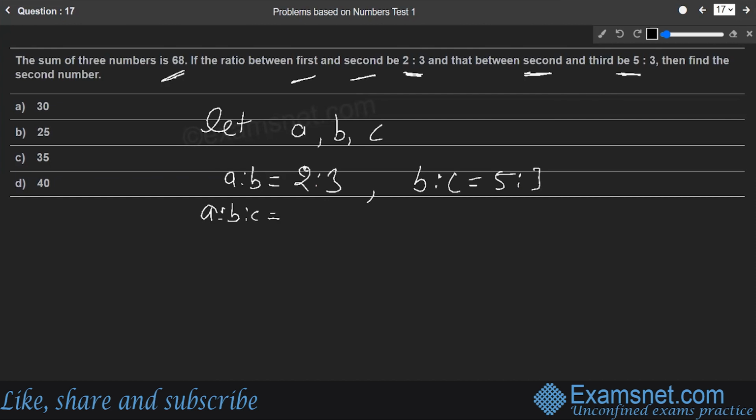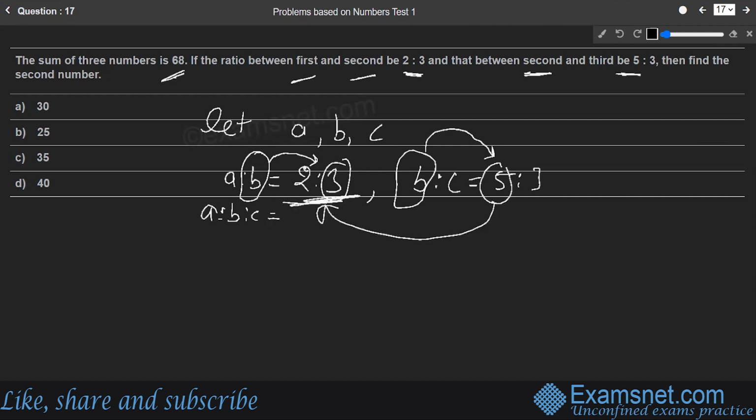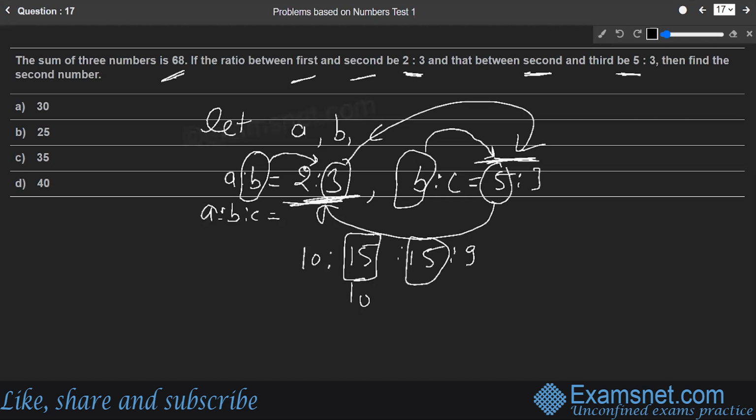See, the letter b is common in both the ratios. The number corresponding to the letter b in the first ratio is 3, and the number corresponding to letter b in the second ratio is 5. So what we do is we multiply the a is to b ratio by 5. If we do that, it becomes 10 is to 15, and we multiply the ratio 5 is to 3 by 3. If we do it, this is going to be 3 5s are 15 is to 3 3s are 9. So now these 15 and 15 can be combined because they are the same. So it becomes 10 is to 15 is to 9. That is the combined ratio of a is to b is to c.